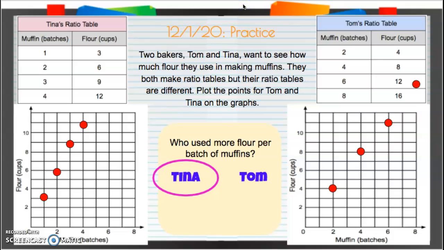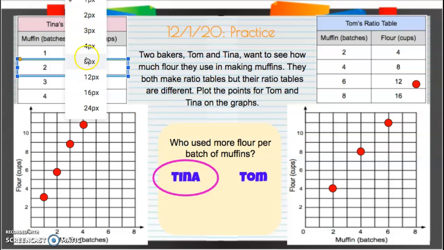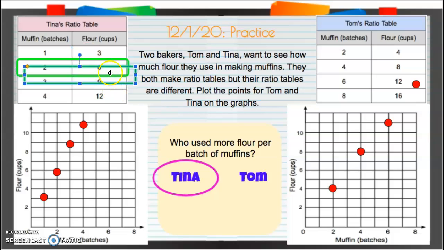Now, we can take a look, and if you wanted to, we can compare. So the batches of muffins, what do we see they have in common? Well, they both have a 2. So if I compare that 2 batches with this 2 batches, Tom uses 4 cups of flour and Tina uses 6 cups of flour.